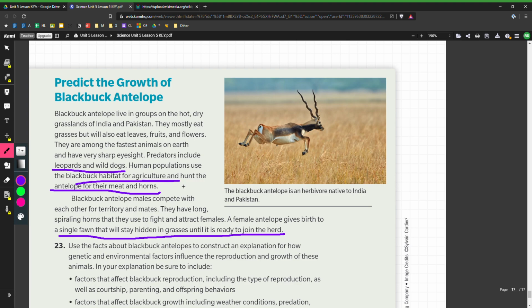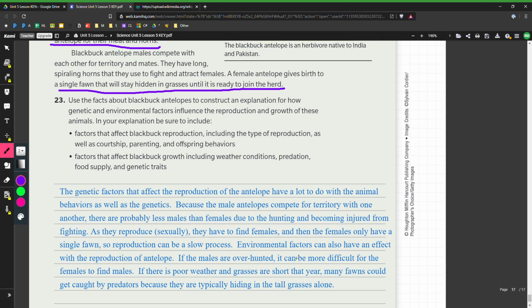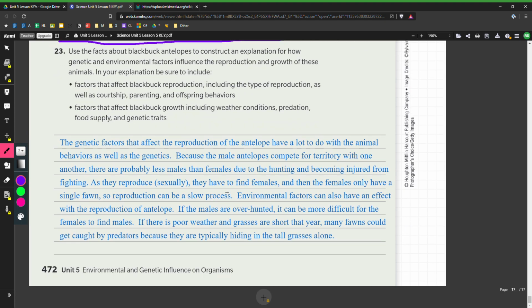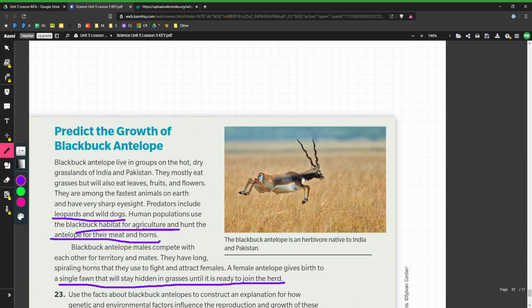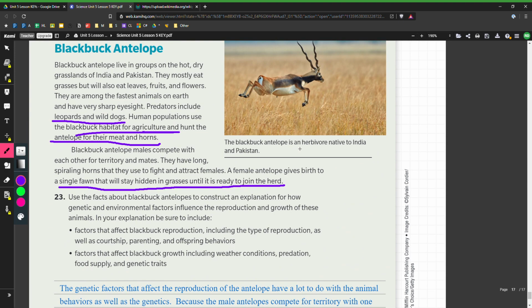If you hunted down the biggest and the most fit males, then the only males that are left are perhaps not as physically good as the ones that were hunted. So all of these things come together in how these animals reproduce. So that is it. That's supposed to kind of sum up all the thoughts.